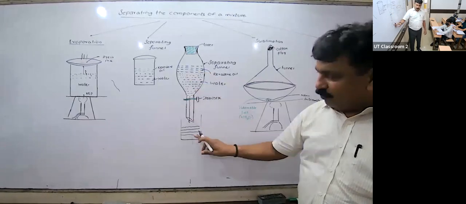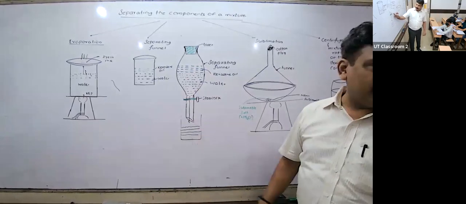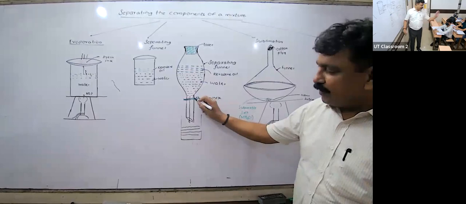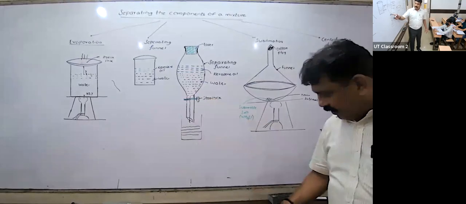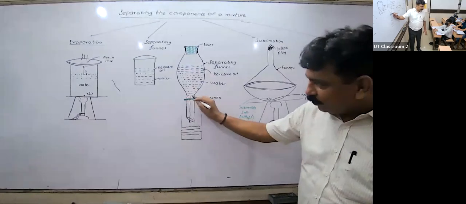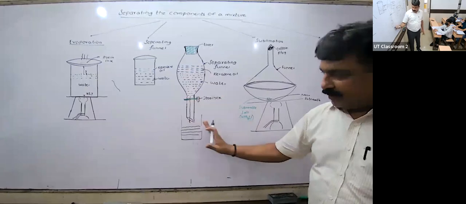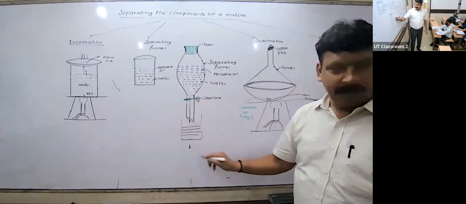Completely don't allow water to come inside, because along with that kerosene also may come. So just about, say, half, let us say for example ml, liquid that is water should remain, and above it you will find kerosene. Clear? Now close it and then remove this receiver A. Then take receiver B.